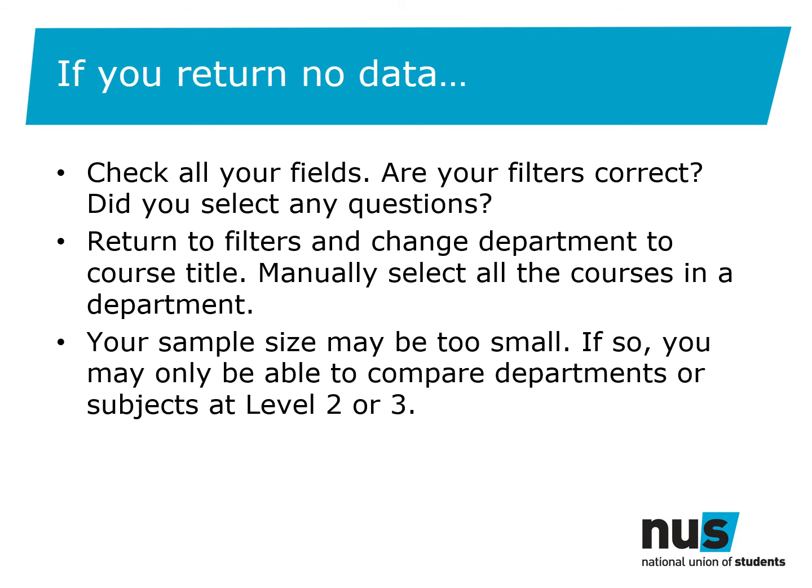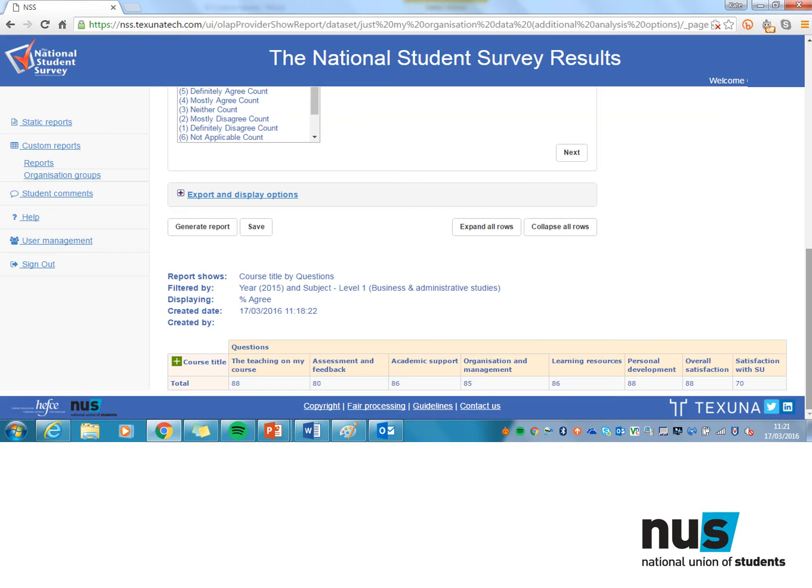Alternatively, it might be a sample size problem if you have a lot of small courses. If this is the case, you may only be able to compare subjects at levels 2 or 3 rather than specific courses. Keep changing your filters and rows until you have data available. For this query, my department codes didn't work, so I chose to filter out Business and Administrative Studies at subject level 1, then applied course title row labels.